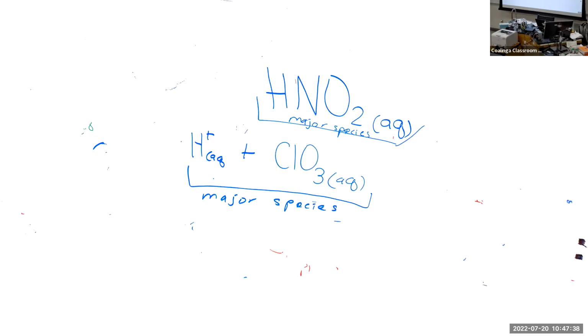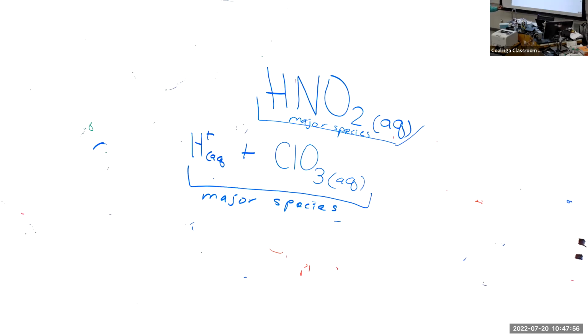Okay? You guys get it? How do you determine that? What did I just tell you? Whether it can separate or not. So we know that it's a strong acid. If it's a strong acid, it's going to separate. That's what's going to be in solution, and that's going to be our major species, right?